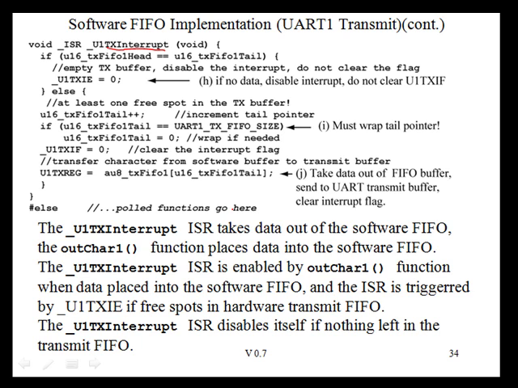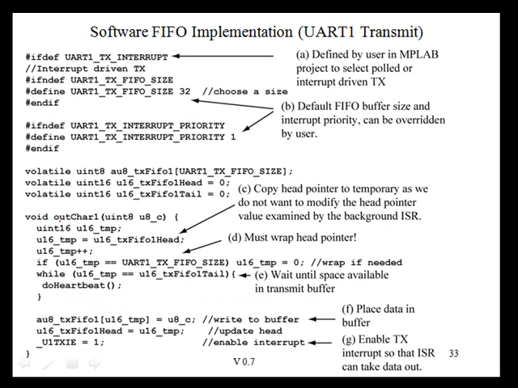Recall that we never want an ISR to wait for an event. If the software FIFO becomes empty, as indicated by head equal to tail, then it will simply disable itself, waiting for the out char routine to actually place data into this buffer. The only waiting that is done by the out char routine is if, when we increment the head pointer, the head pointer becomes equal to the tail. That means in this case that the buffer is full, and we need to loop here waiting for the ISR to take data out of this software FIFO.